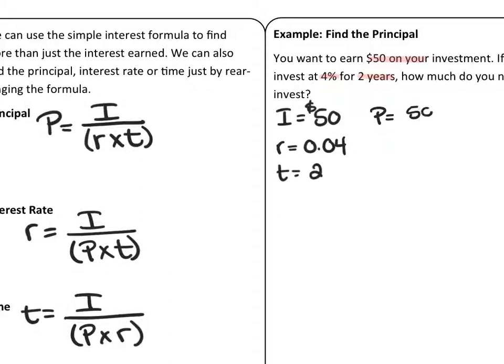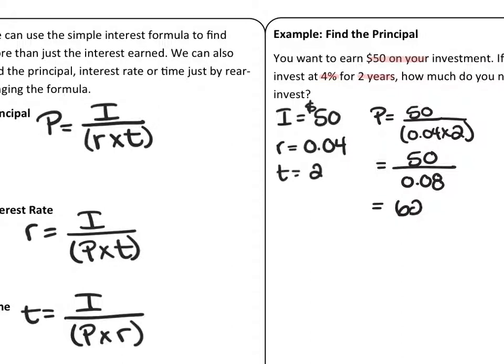So 50 divided by 0.04 times 2. I'm going to do this in 2 steps because I want to make sure that you multiply the bottom before we do the division. So 0.04 times 2 is 0.08, and then we divide. So you get $625, which means our original investment was $625.